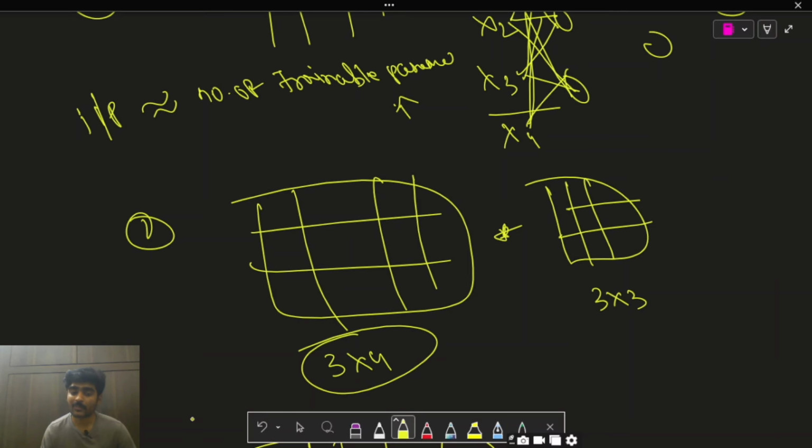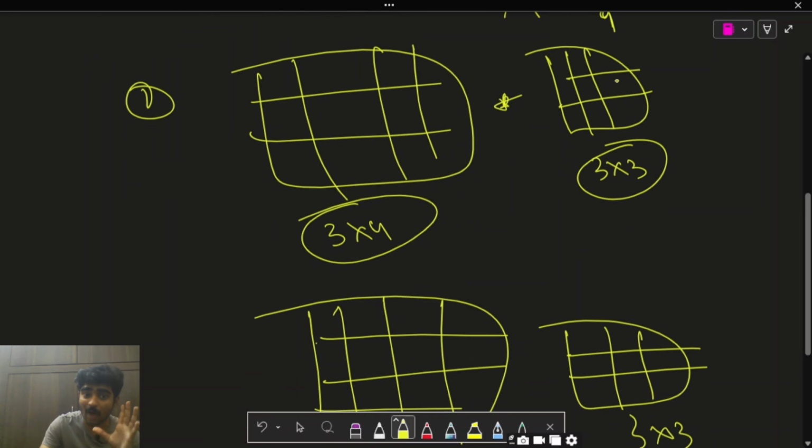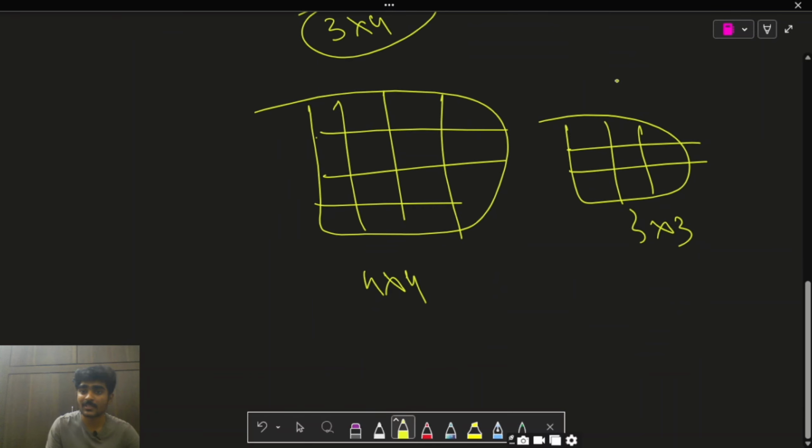Now when it comes to convolution neural networks, before I used 3 cross 4. The dimensions of the image was 3 cross 4 and I applied a 3 cross 3 filter. Now the total number of trainable parameters here is 9. I am only talking about weights. The total number of weights is 9. After increasing the dimension of the image, the total number of weights is also 9.